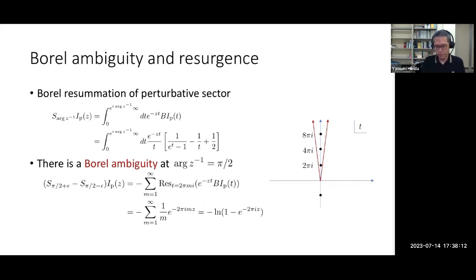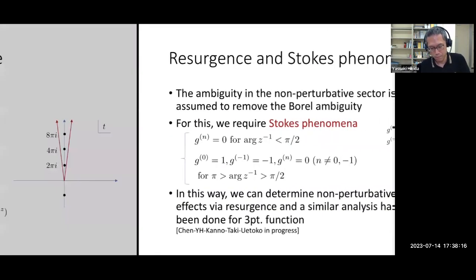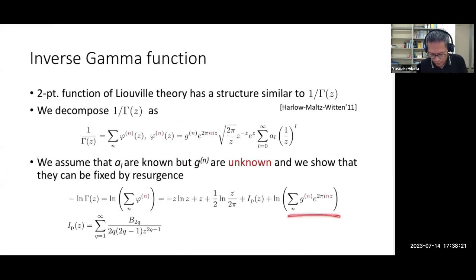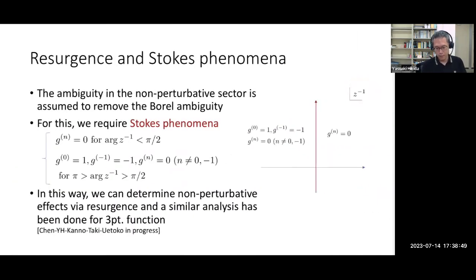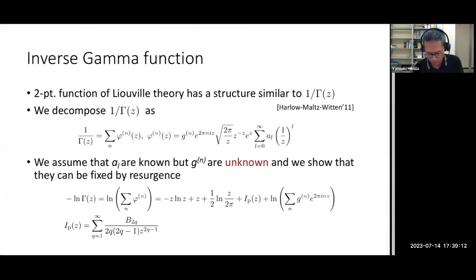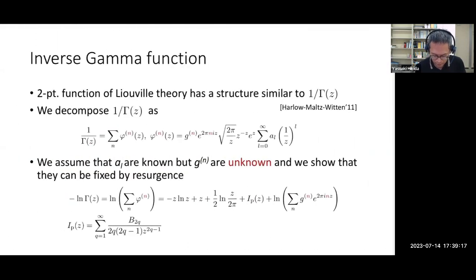The philosophy of resurgence is to cancel this ambiguity using the non-perturbative part. And now we have this one. We have to choose the coefficient such that if we cross this argument, then this should be changed, and this is known as the Stokes phenomenon. We require that the Stokes phenomenon happens when the argument of this value crosses the imaginary axis. If the real part of this one is positive, then there's no non-perturbative effect. But if we cross the imaginary axis, then there should be some instanton sector, and this value is chosen such that the ambiguity coming from this one is cancelled by this one.